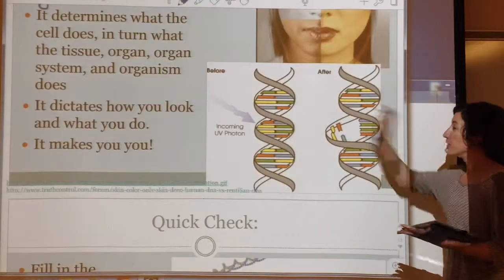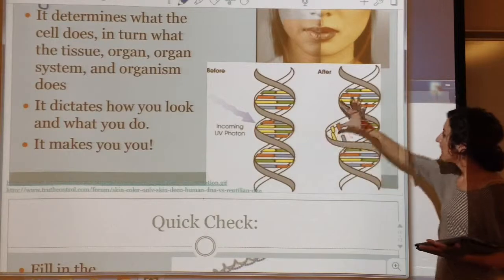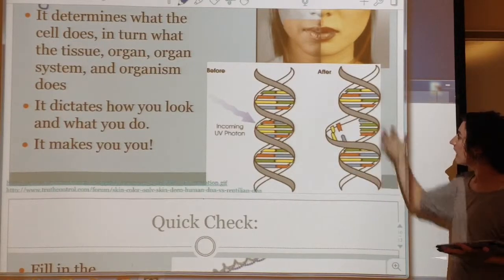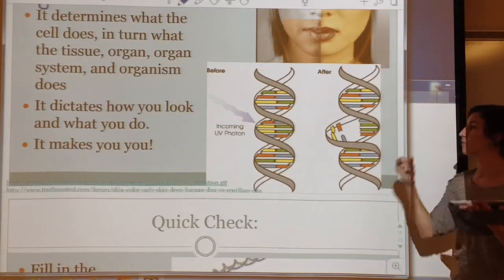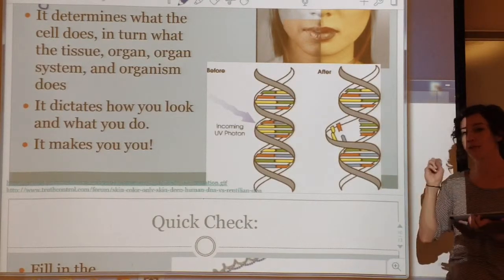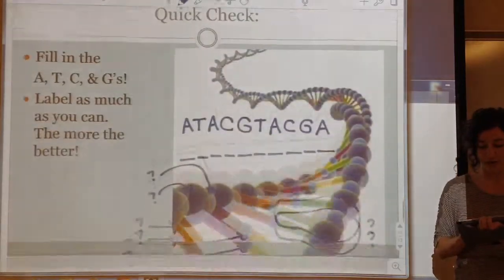So this is regular DNA, and then it was zapped by incoming UV light, and then the DNA was altered, and this will give you skin cancer. So altered DNA could cause disease, cancer, pain, death. That's why your DNA is very, very important.